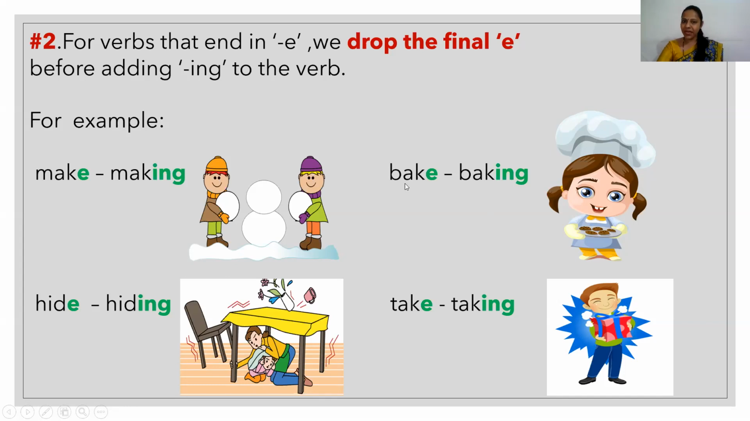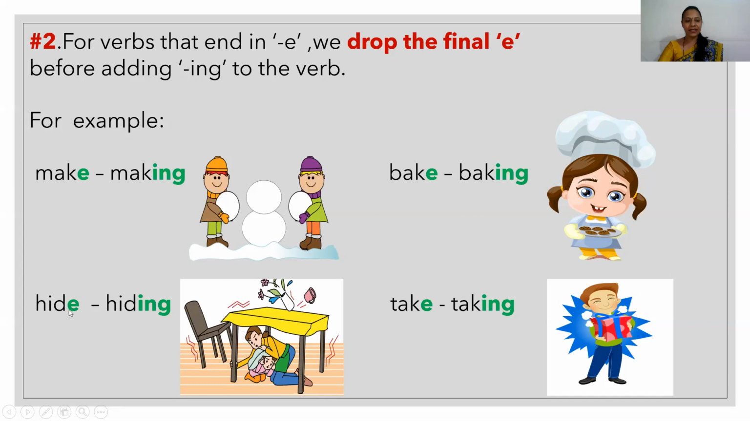Okay, let us take another example. Bake, B-A-K-E. Now, this verb also has an E at the end. So, when we convert it into its ing form, we drop the E. There is no E here. We simply add ing after dropping the E. So, the ing form of the base verb bake is B-A-K-I-N-G. Baking.